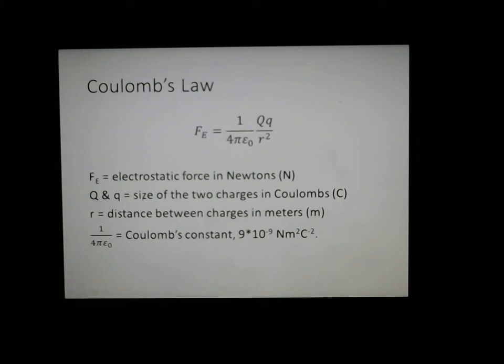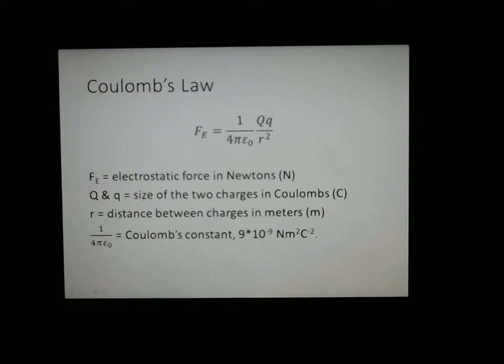So let's go through what these things mean. F is force, it's in newtons, like all our other forces. Big Q is one of the charges, little q is the other charge. And it doesn't matter which you do, because if you multiply A times B, you get the same answer as if you did B times A. So I don't know why they've done two separate Qs. And r is the distance between the two in meters, and I try to remember it as r as in radius, that way we're thinking about the distance.